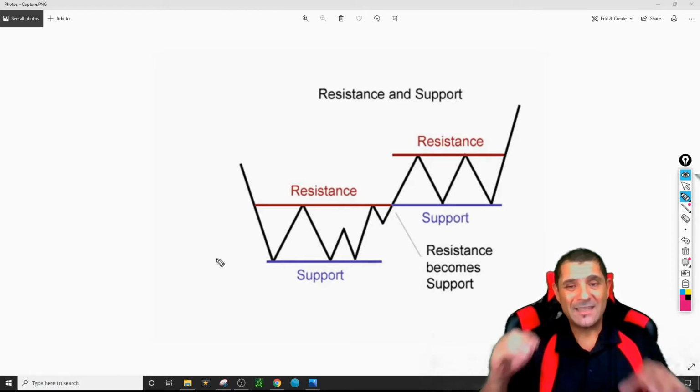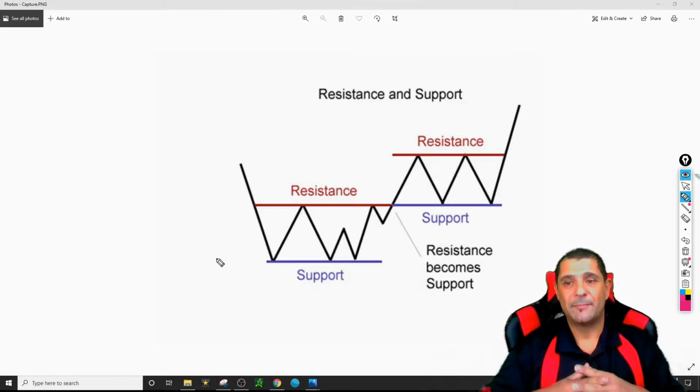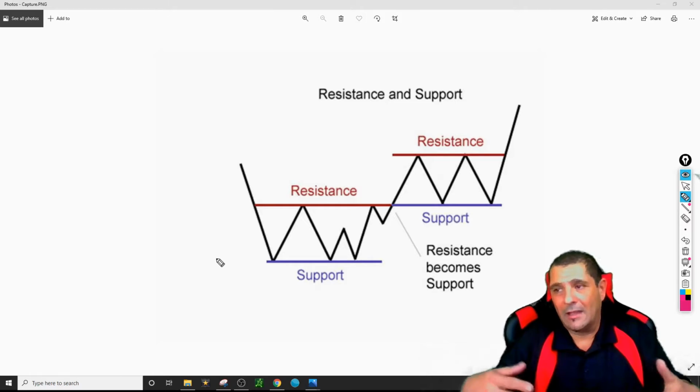Now to see all those things you really need to spend many hours in the charts and in the market. If you're a beginner trader, try to paper trade for at least 6 months or more before you start to place your money in the game of the market.